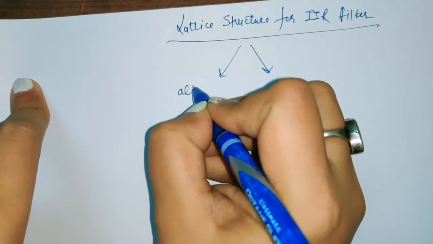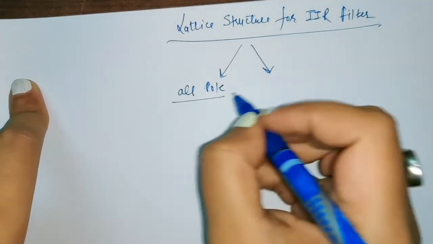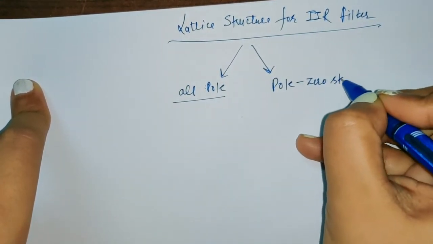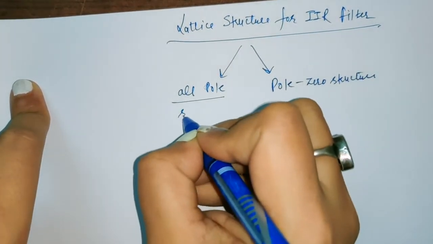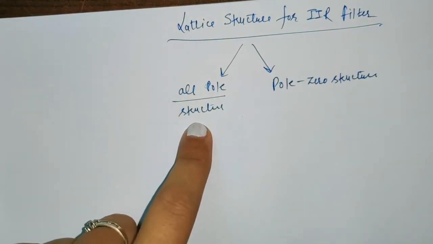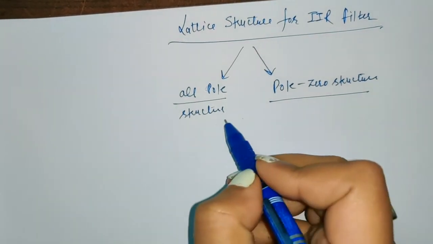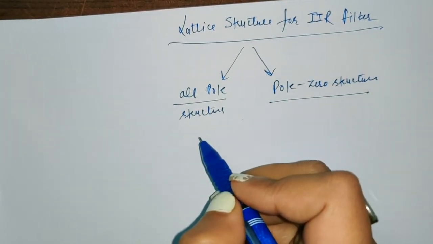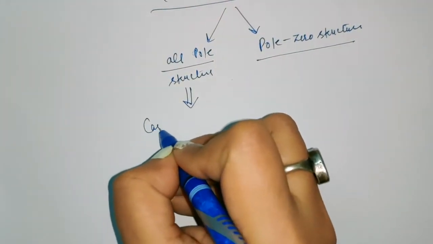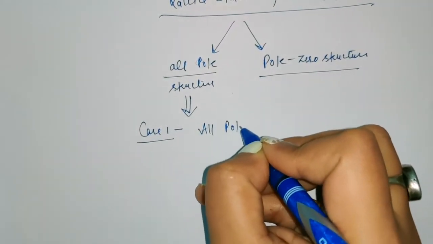One where we can say all pole structure, or we can say pole zero structure. Okay, so this is your all pole structure, this is pole zero. That means in this term we have numerator and denominator both. In this term we will only have the denominator term. Suppose first we are considering case 1. This is your all pole structure.